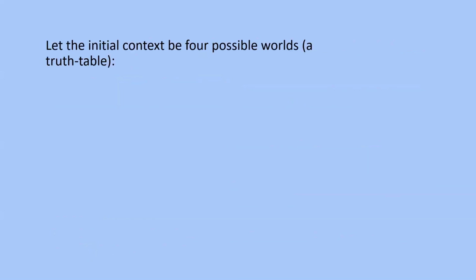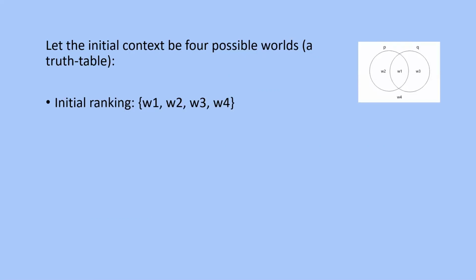Let's see how this works by example. Consider a very simple context that contains just 4 possible words. This is going to be a way of representing a truth table, basically. I hope you can see my cursor. You have W1 here, which is such that P is true and Q is true. Then W2, P is true, but Q is not, and so forth. At the beginning, all words are ranked at the same level, right? So the interlocutors find all of these words equally plausible as a candidate for the actual word.